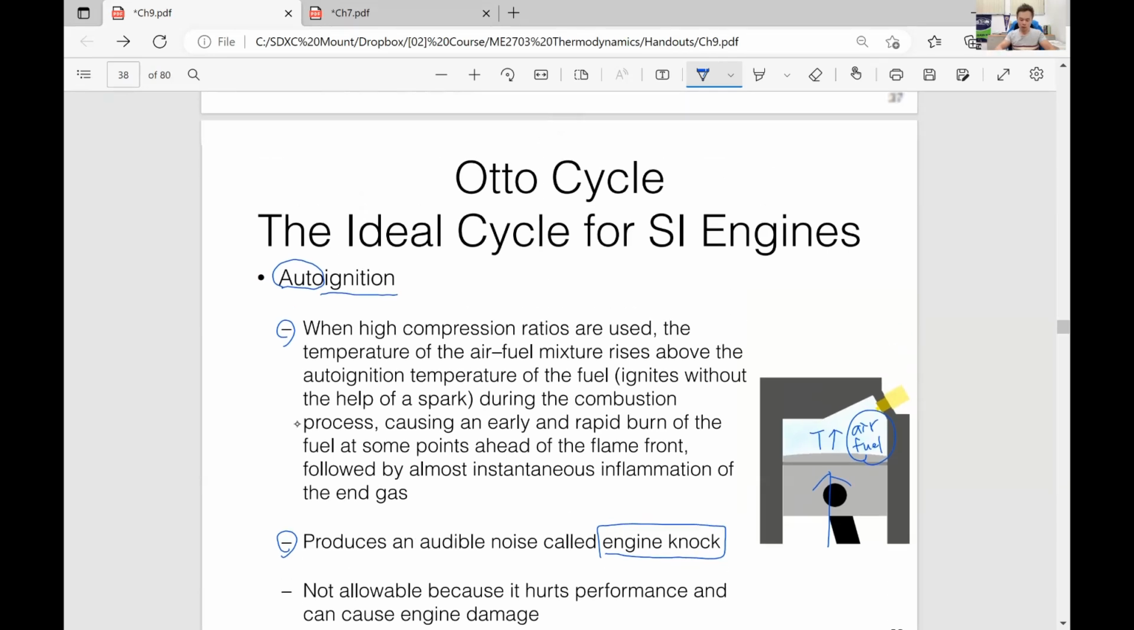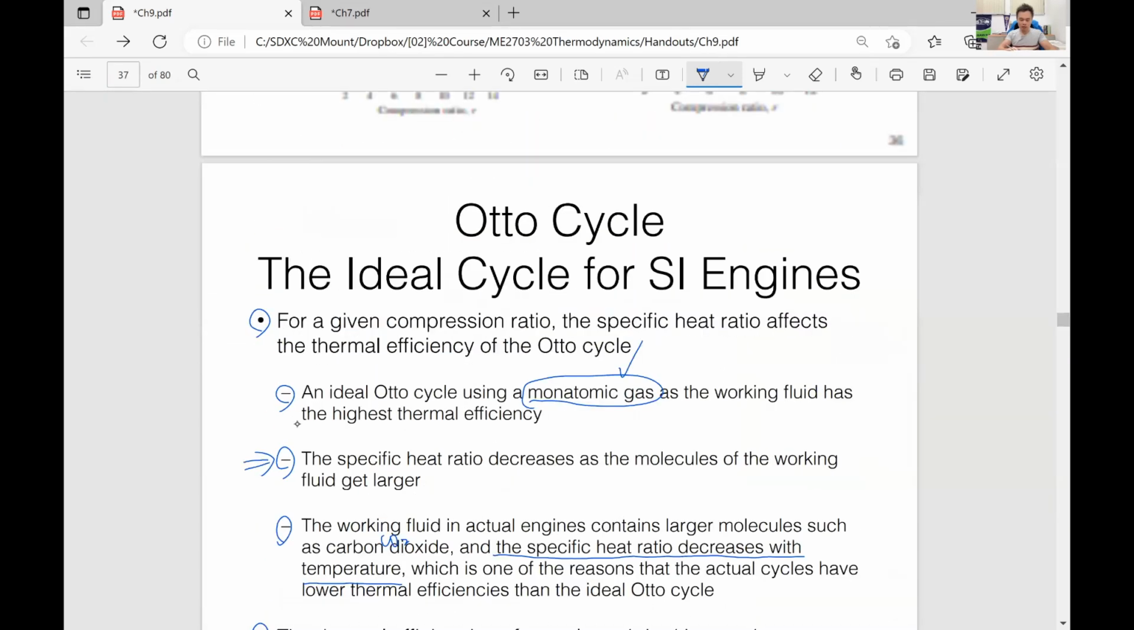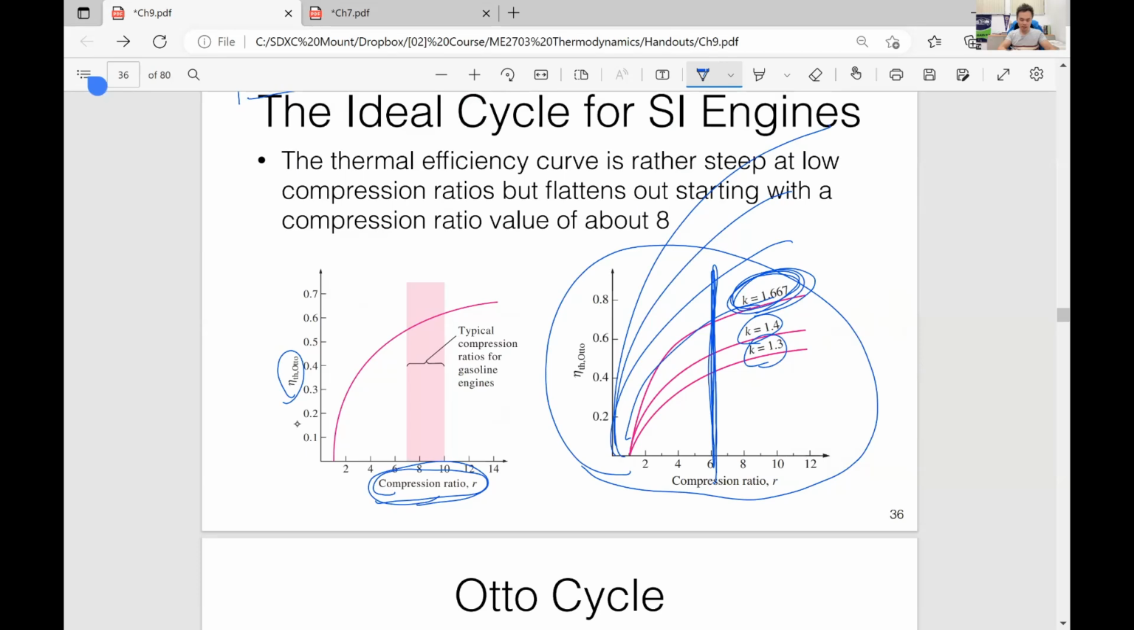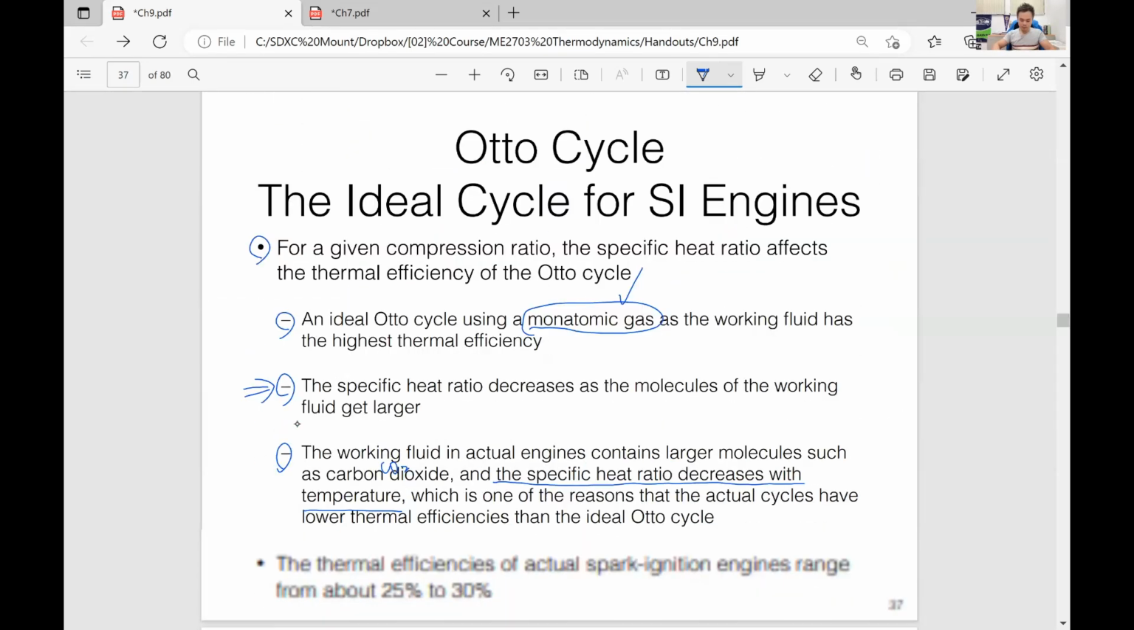So for the typical engine, the compression ratio ranges from just like this, 7 to 10. Maybe now it could go up to 11 or 12. But that's all. Maybe 12 is the maximum.